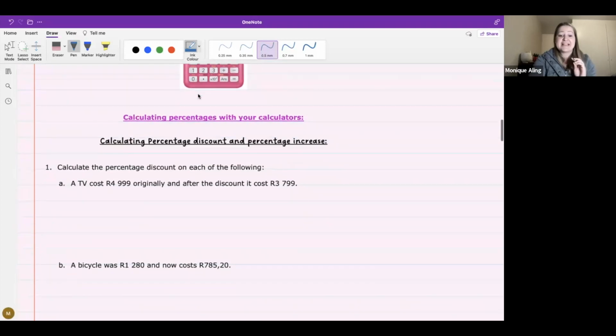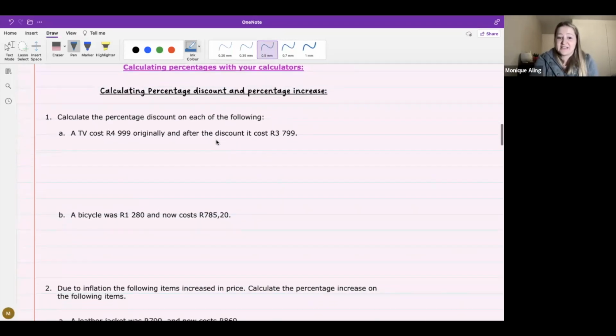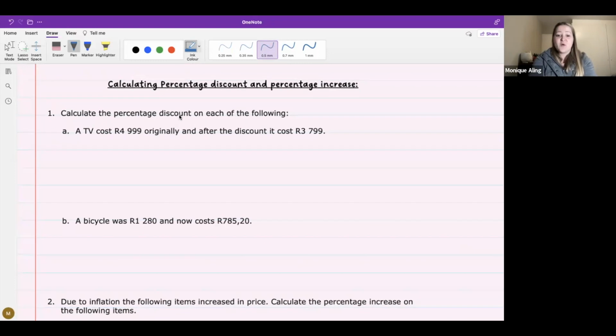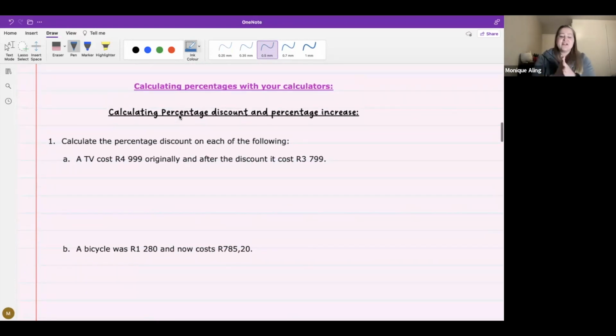First thing we're going to look at is calculating percentage discount and percentage increases. So we're going to look at a few questions just to make sure we understand how to work with percentages, how to work out a percentage decrease or increase. So let's look at the first question quickly together. Calculate the percentage discount on each of the following.